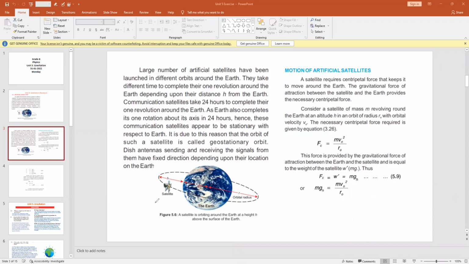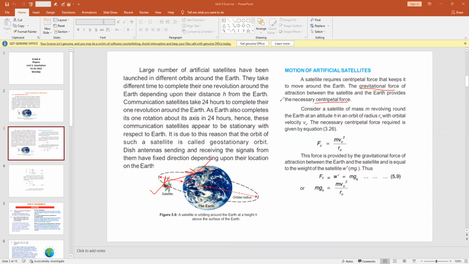So as there are two objects, one object is the satellite and the other object is the Earth, so there is also a force of gravitation between these two objects. So there are two reasons that the satellite is revolving around the Earth. One is the gravitational force, and the second is the centripetal force. These two forces are very important for the motion of an artificial satellite around the Earth, or you can say also for a natural satellite.